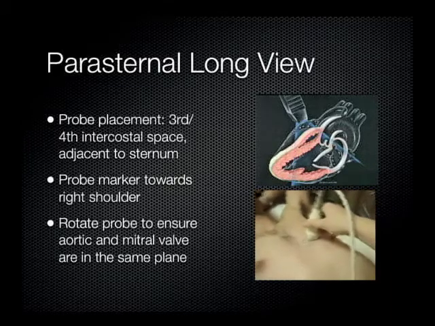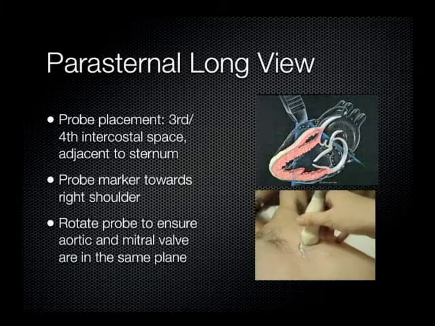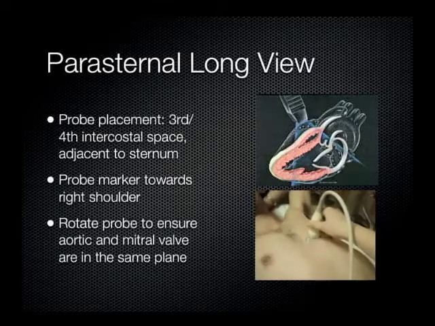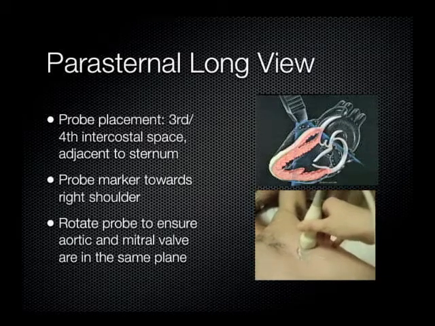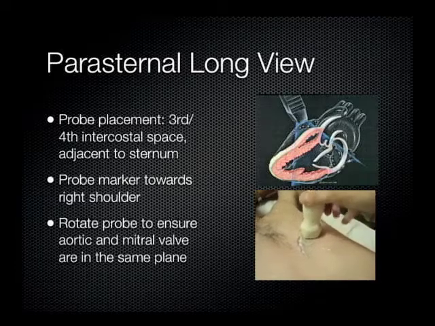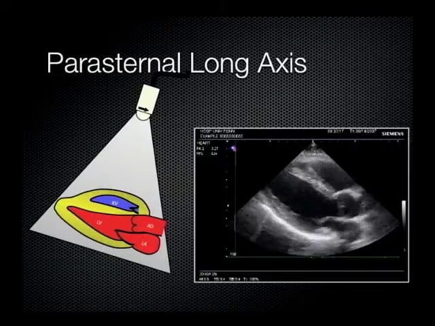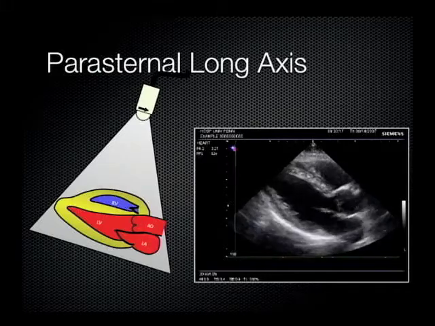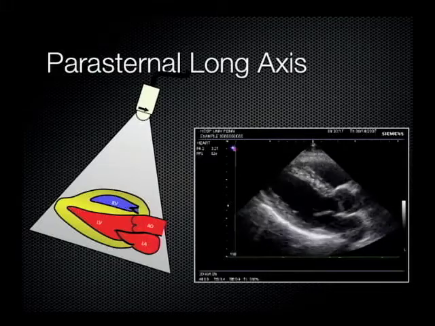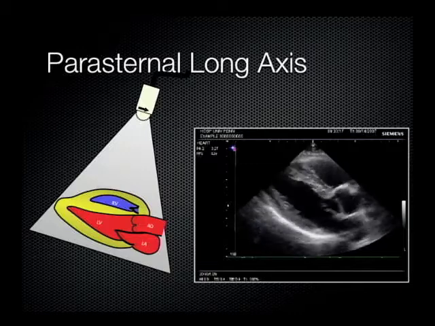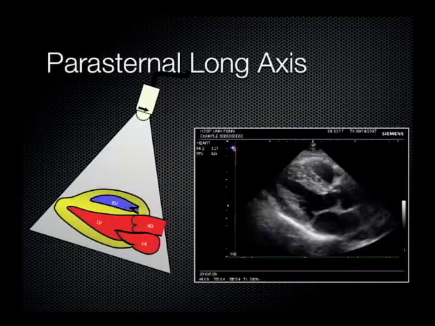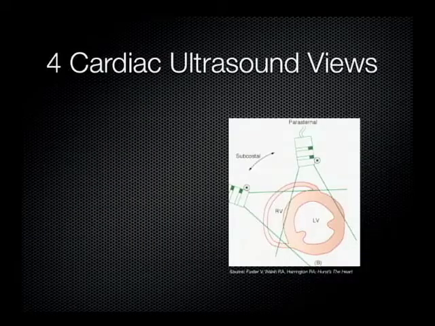And point the probe marker to the patient's right shoulder. Better views can be obtained if you keep the patient towards his or her left side. You want to rotate the probe so that the aortic and mitral valves are in the same plane. And for this view, you'll be able to visualize the left ventricle, the right ventricle, interventricular septum, mitral valve, and aortic outflow tract.